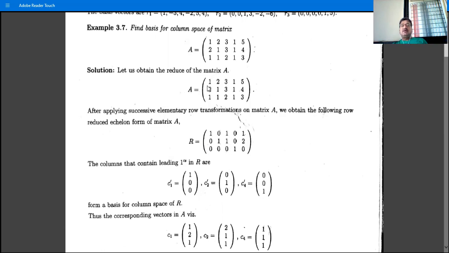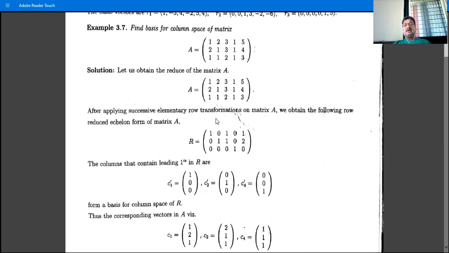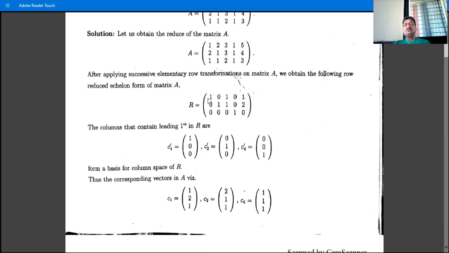So we have this, a reduced row echelon form of this matrix. In between, we have to write that calculation. So reduce this matrix to reduced row echelon form. So this is the reduced row echelon form of this matrix. We have the direct answer. So what are the columns that contain leading 1? So this first column contains leading 1. The second column contains leading 1. This is leading 1. And this is the third column, the fourth column contains leading 1.